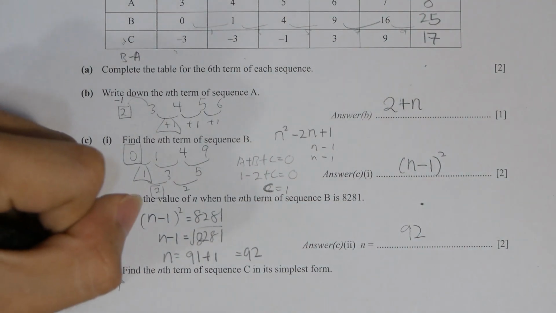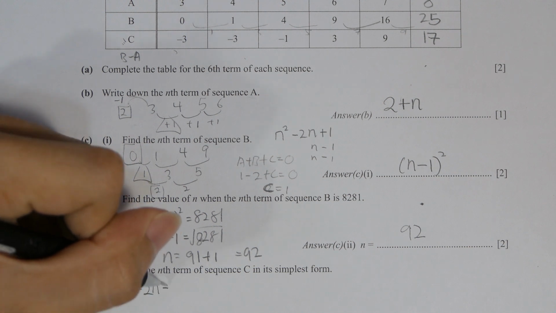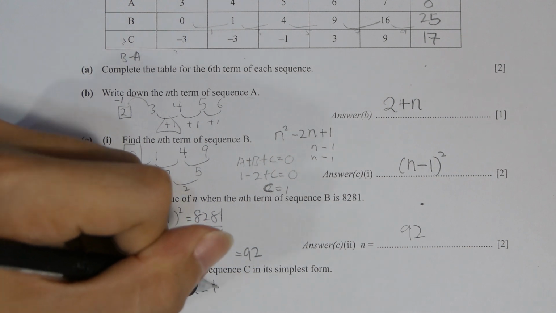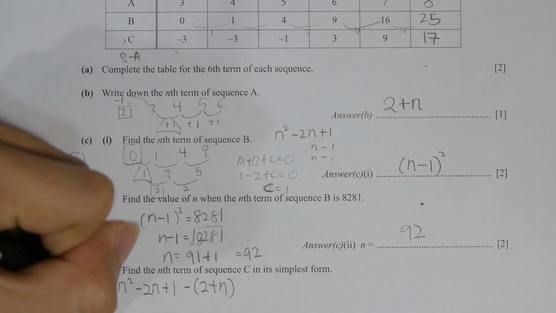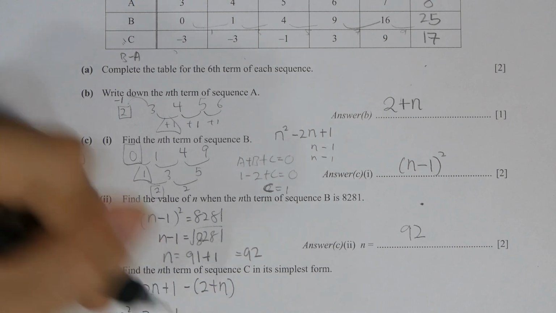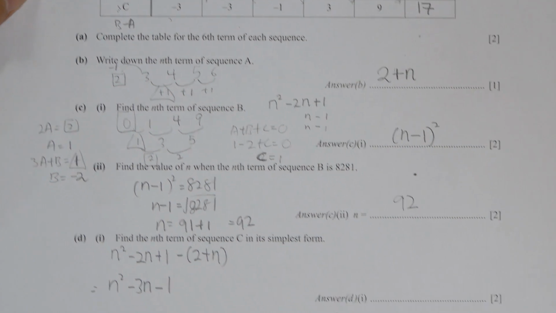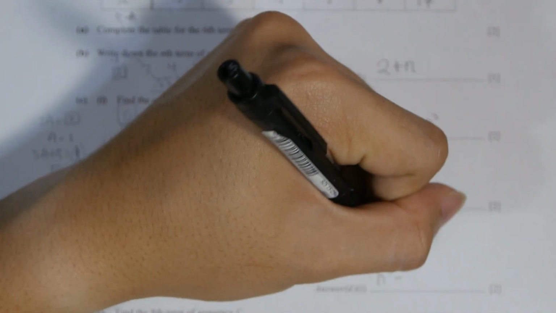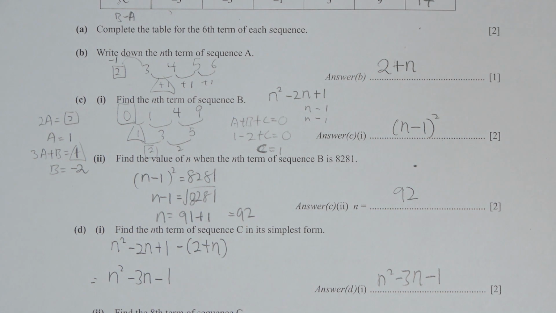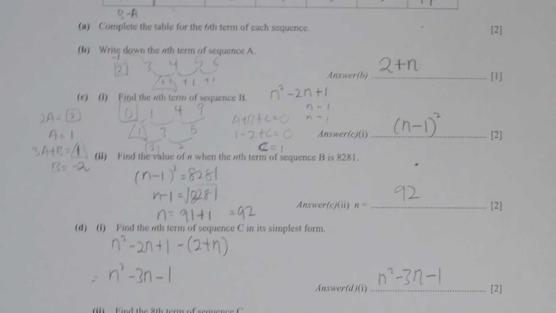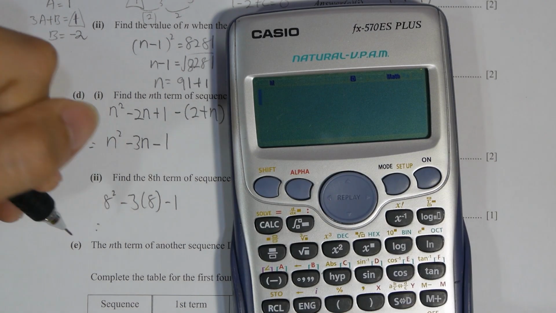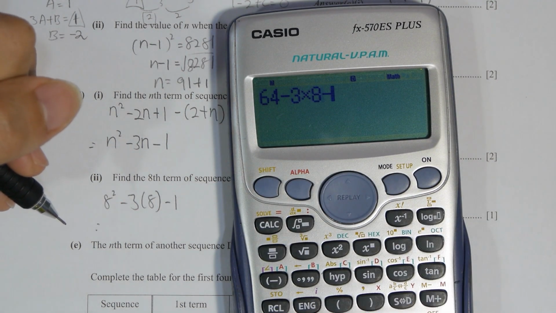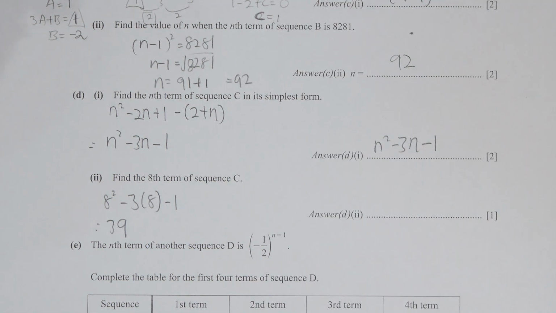But for part D, find the nth term of C in the simplest form. So I took B minus A, which in our case translates into n squared minus 2n plus 1 minus bracket 2 plus n. So the result will be n squared minus 3n minus 1. And find the 8th term of C. So substitute 8 into the equation that we have gotten. Then you will get the result as 39.